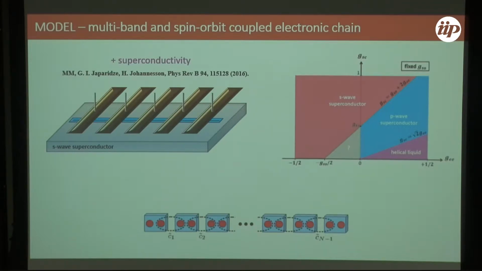So the blue region in the phase diagram that you see over there is a topological superconducting phase with Majorana zero modes, one at each end of the wire.